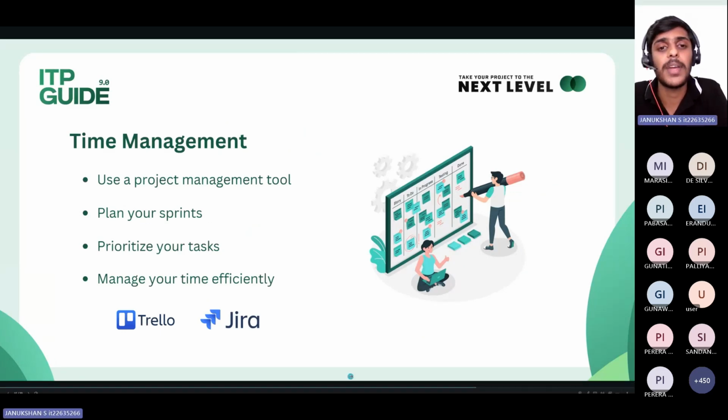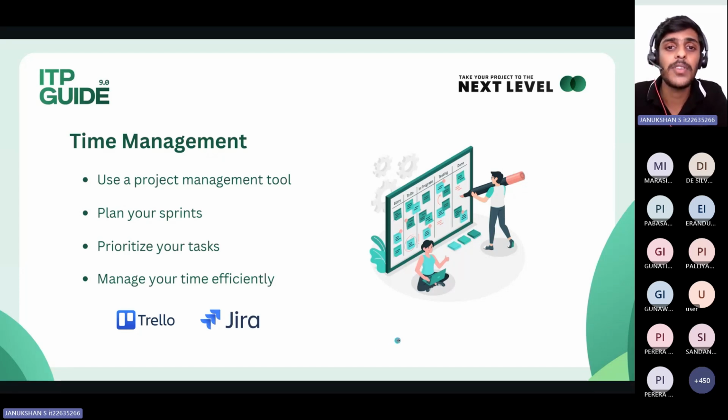And next, time management. This is a very crucial aspect because completing your project on time depends on how you manage your project. So it's better to use a project management tool like Trello or Jira, where you can organize your work clearly. When using a project management tool, you can keep track of the ongoing activities, the tasks to be done in the future, and the tasks that are completed also.